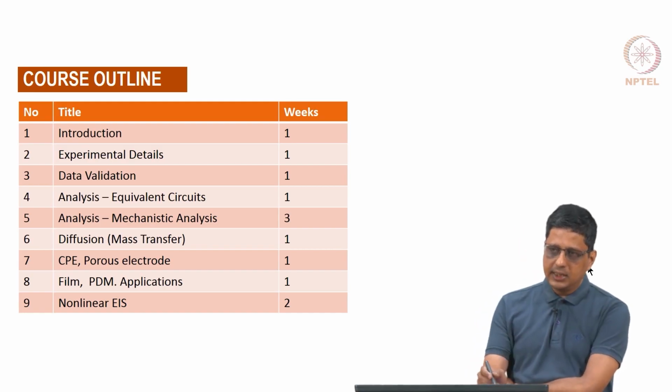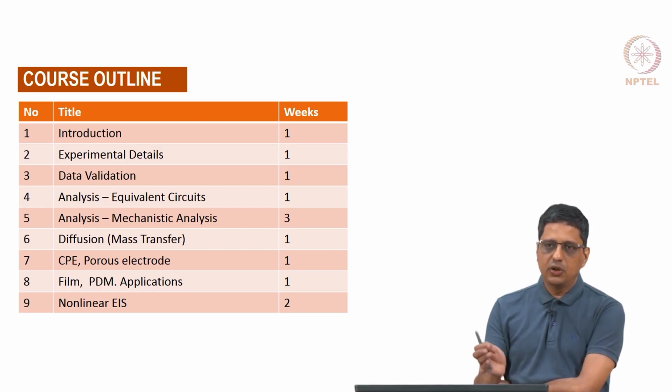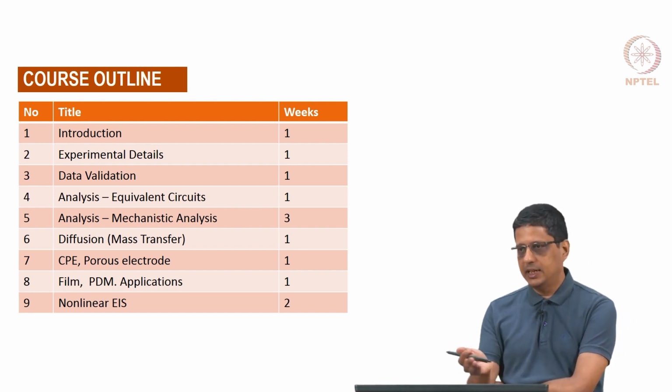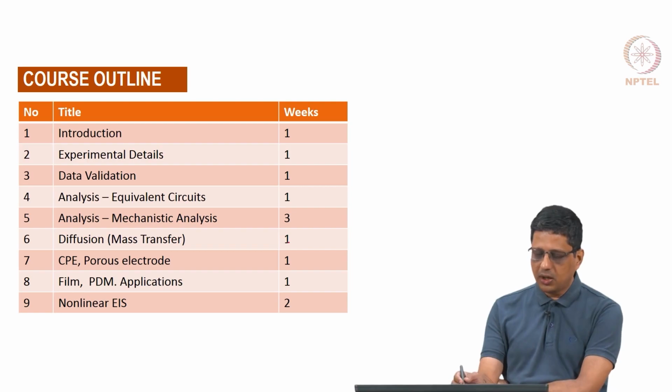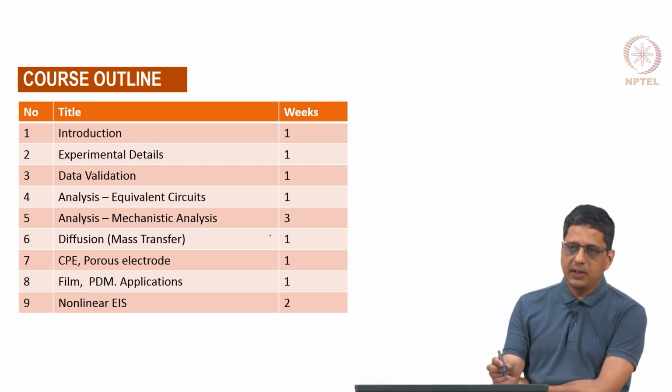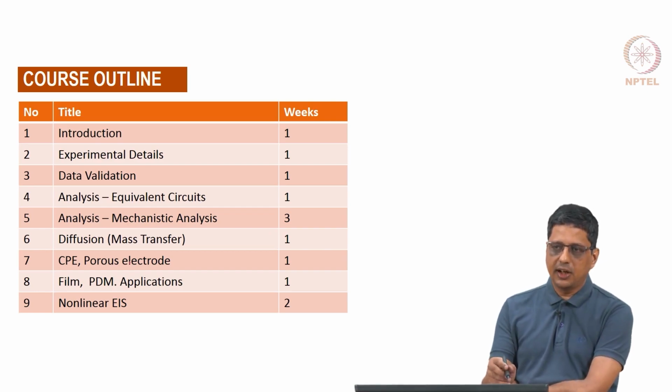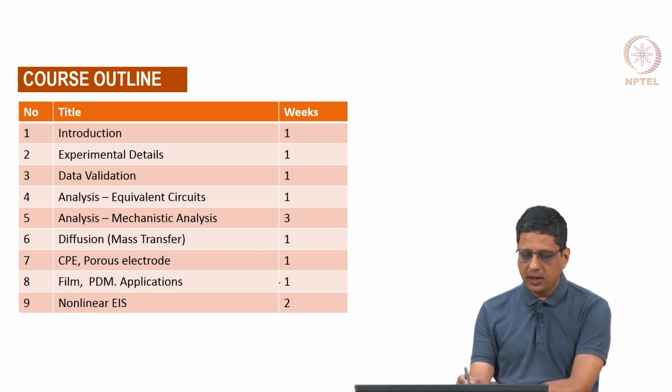And those analysis would assume that the solution is well mixed, mass transfer is rapid, but if mass transfer is not rapid, what would we see in the impedance spectrum? We would spend a week on that. We also assume previously that the electrodes are simple electrodes, and if the electrodes are porous, if the electrodes are rough, we would see a slightly different behavior, and we would spend a week on that.